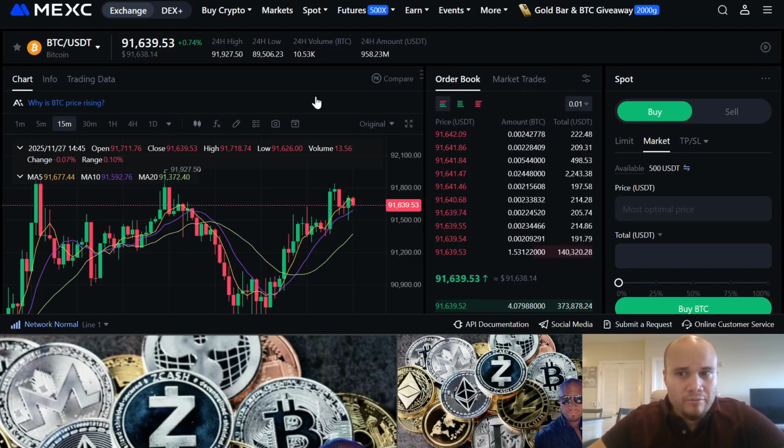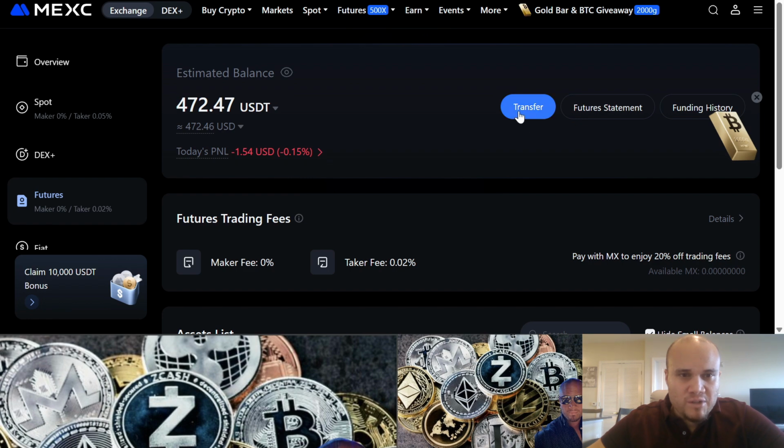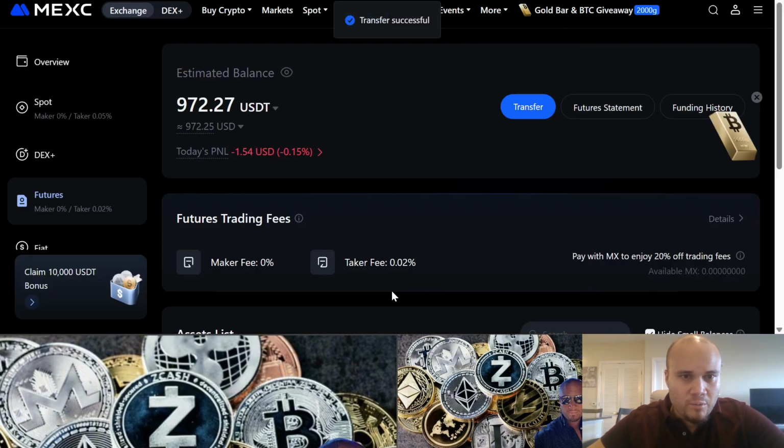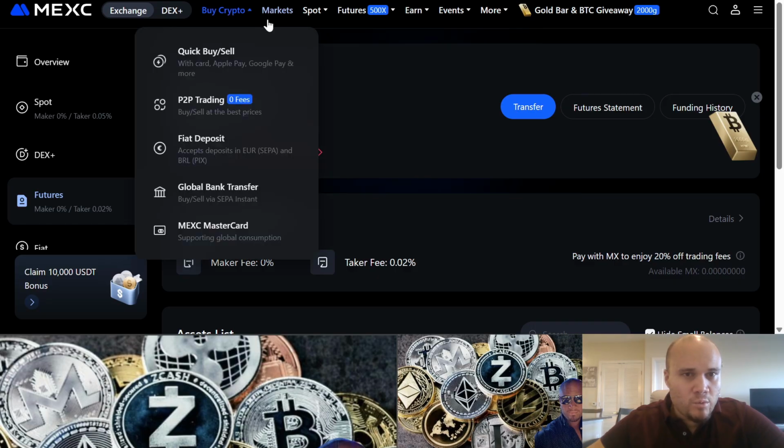But if you do want to do leverage trading on MEXC and start doing day trading with leverage, then you're going to have to take money from your spot account and move it over to your futures account. So we're going to transfer money from the spot to the futures account. We're going to do about 500 US dollar tether, USDT, and we transfer, and fund the futures account. Now you can go into your futures account and start trading with the money that you want to trade with.